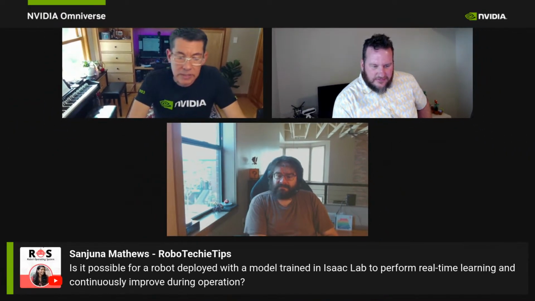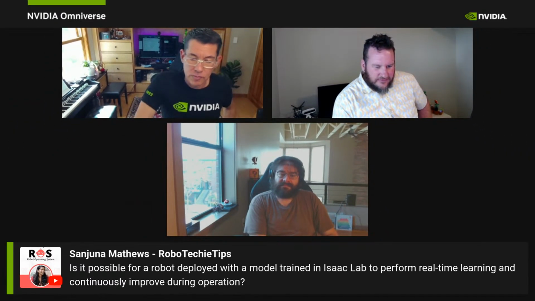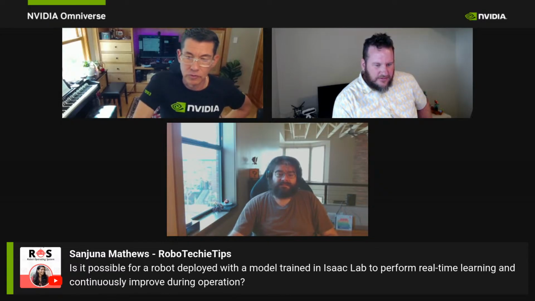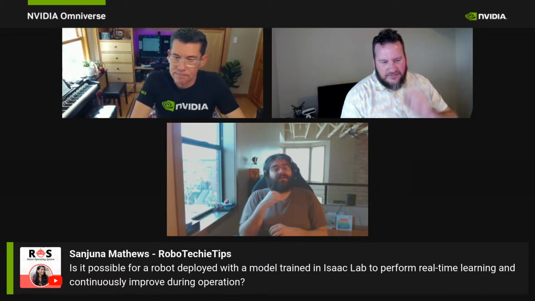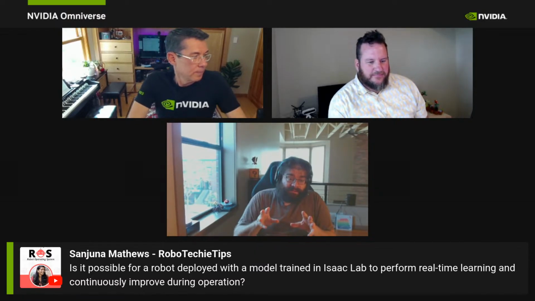Okay, here we go. This is from Sanjuna. Is it possible for a robot deployed with a model trained in Isaac Lab to perform real-time learning and continuously improve during operation? It depends. Okay, that's another part of yes. So it depends on the model that you're using.